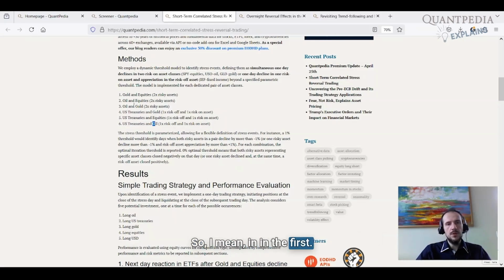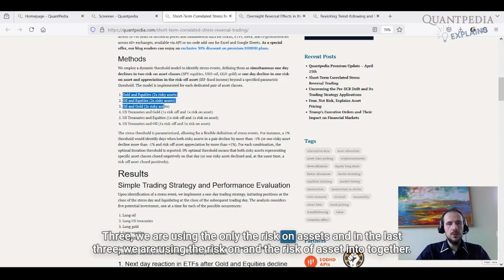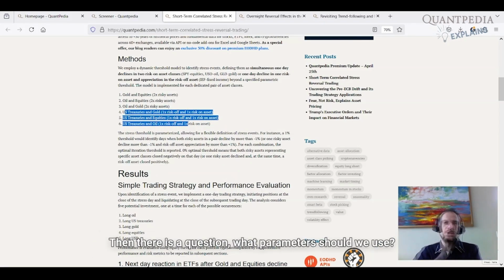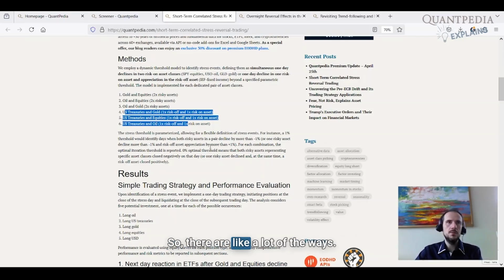So in the first three we are using only the risk-on assets, and in the last three we are using the risk-on and the risk-off assets together. Then there is a question about what parameters we should use. What is the sell-off in equities? It's -1%, -2%, -3%, 0%, less than 0. So there are a lot of ways.